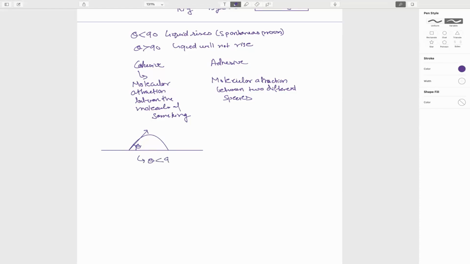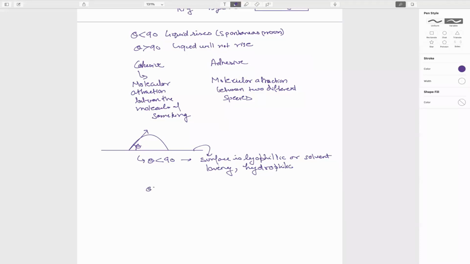So here, if theta is less than 90 degree, then we can say that this surface is lyophilic or solvent loving, or we can also say hydrophilic for the case of solutions if there are water molecules. So hydrophilic if theta is less than 90 degree.